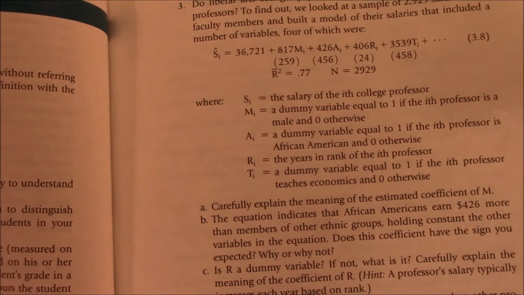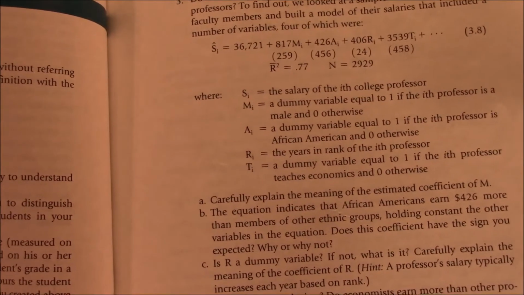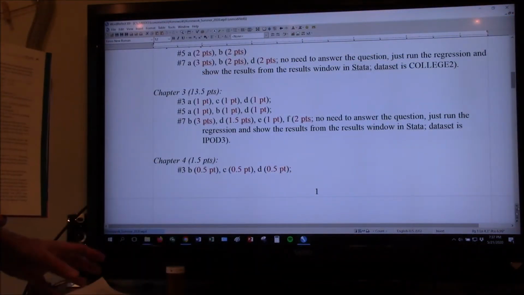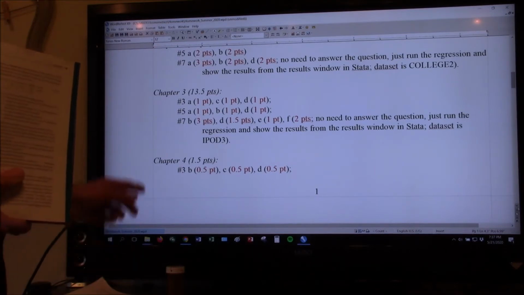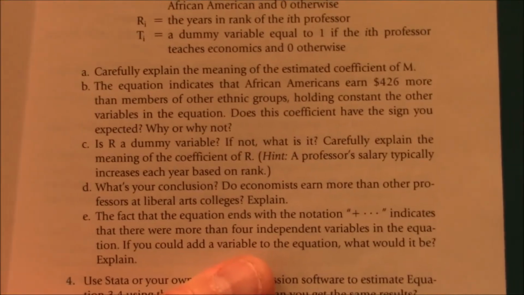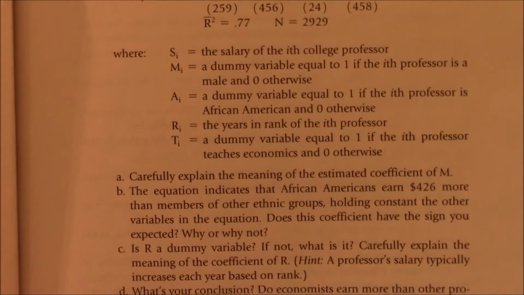All right, the first thing they want you to do is to explain the meaning of coefficient M. And so you do just like you always do in chapters 1 and 2. You very carefully explain the meaning of that coefficient. All right, so do that. On C, is R a dummy variable? If not, what is it? All right, so explain what that means right there.